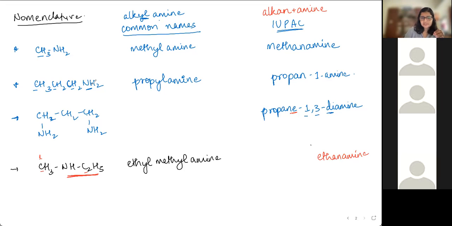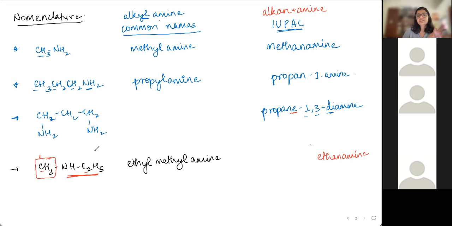Again, just like with this, if there's more than two carbon atoms, put the position number: ethan-1-amine, ethan-2-amine, like propan-3-amine, whatever it is. Propane 3 doesn't make sense, but yes, propane 1, propane 2, position number will come into the picture. Otherwise, straightforward: methanamine, ethanamine.